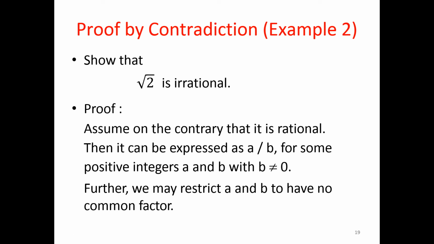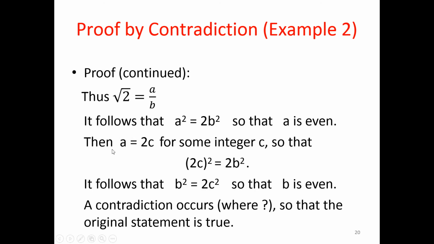So keeping all these facts in mind, let's proceed: the square root of 2 is equal to a/b. This implies, by squaring both sides, a² = 2b². Now a² = 2b², where a and b both are integers, means a² is even. If a² is even, we have already seen that a is also even. This implies a is even.